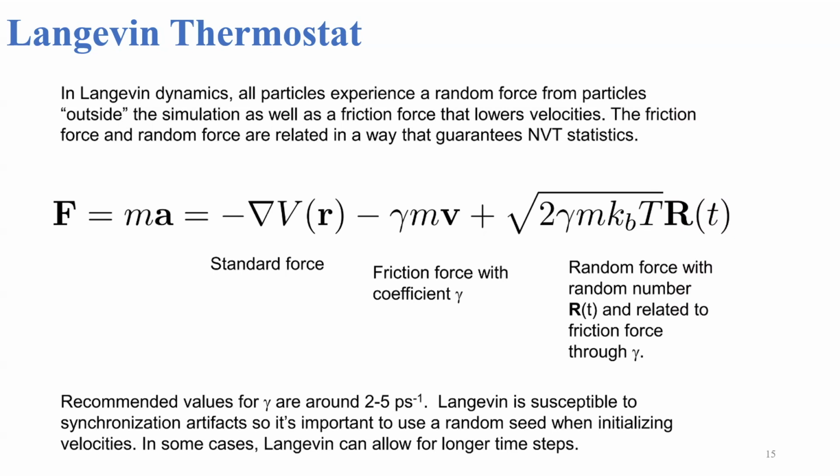Langevin is susceptible to a synchronization artifact, so it's important to use a random seed when initializing velocity. What I mean by that is Langevin dynamics is very stochastic, so we always recommend fixing the random number generator before running the molecular dynamics. One of the advantages of Langevin is that it can actually allow longer time steps.